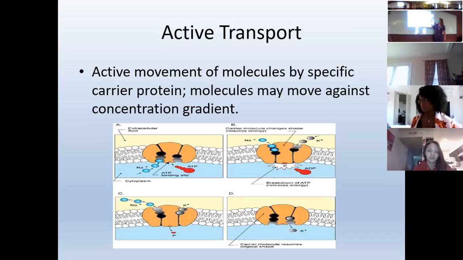All right, so active transport, as I said, moving against the gradient. That's all this slide is saying. Got a little ahead of myself in my lecture, got excited.